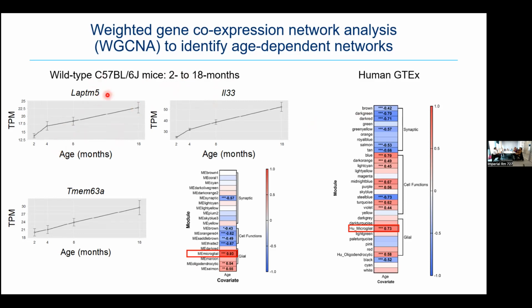So examples are shown here, the lysosomal protein I showed before, LAPTM5, and this interleukin-33 shows strong age-dependent changes. And network analysis on these identified that the microglial network showed the strongest association with age, which is maybe not a surprise, but it's nice to see that here. And we did the same analysis in the human GTEx data set using the hippocampal expression. Again, the microglial module network showed the strongest association with age as well.